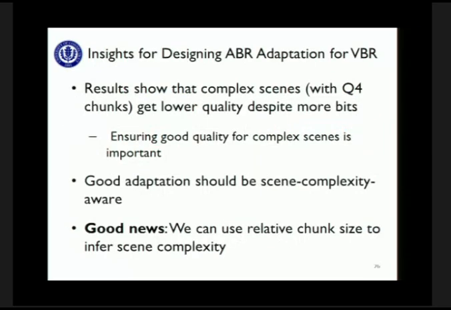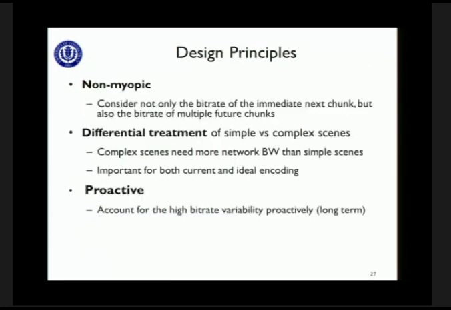So for complex scenes, when you go and implement existing ABR schemes, actually the Q4 chunks get lower quality. Is it in the encoding scheme or is it in the ABR scheme? We can only fix the ABR part of it. So good adaptation, good ABR should be scene complexity aware. So as we showed, the relative chunk size can be used for this scene complexity.